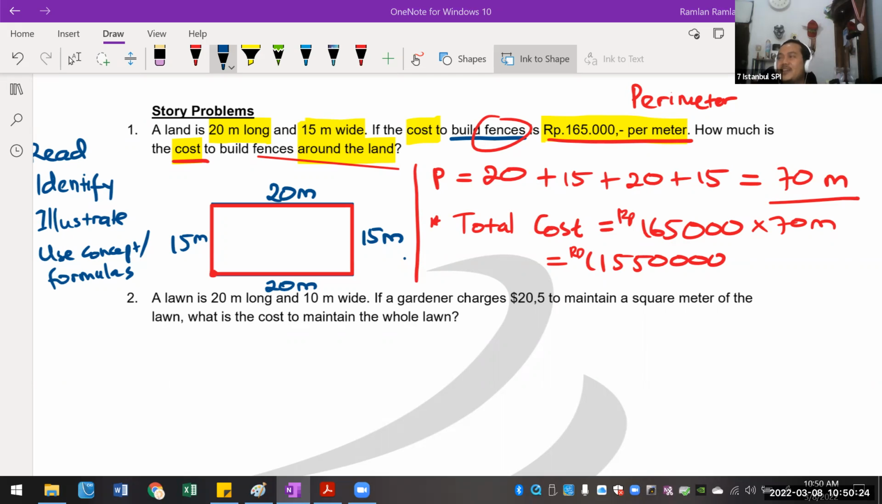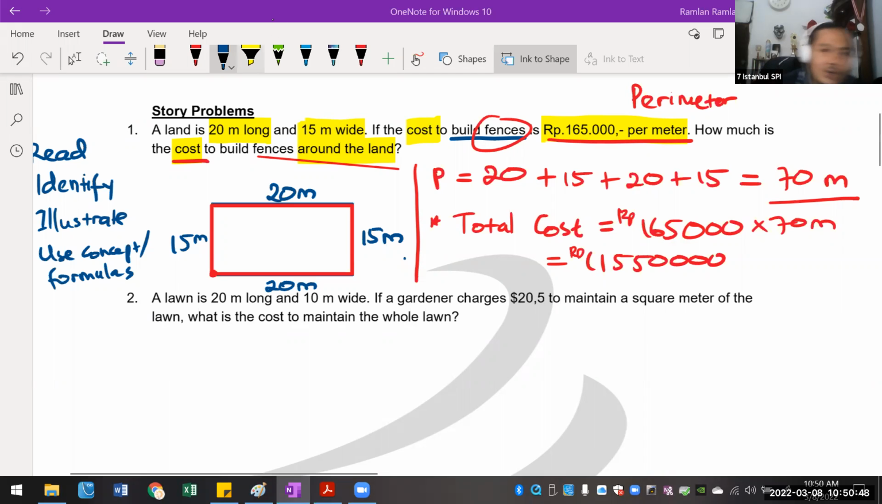Okay, thank you Rafael. Rafael is also correct. Sorry, I hadn't opened the chat earlier. Okay, let's do example number 2. For question number 1, we used the concept of perimeter to solve it. Now we're going to number 2. Let's see if this also uses perimeter or other things.